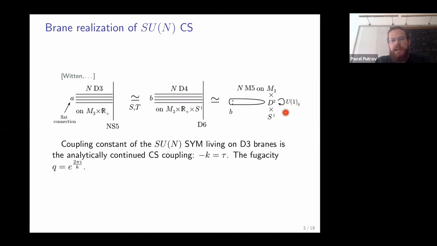And so in this setup, the Q is the exponentiated equivariant parameter corresponding to rotation of this cigar when we go around this S1. And Q is related to the continuous coupling by the following relation.